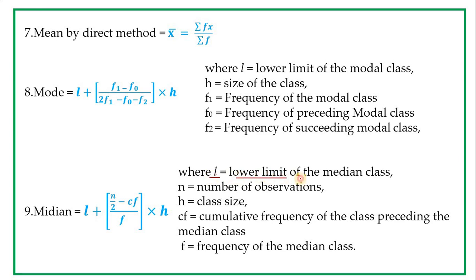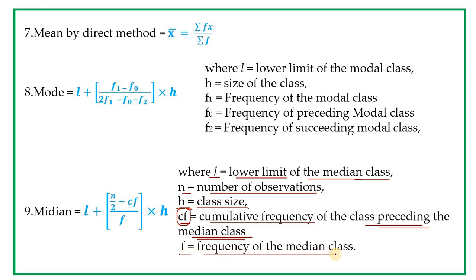So L means lower limit of the median class. N means number of observations, H means class size, and CF means, as you know, cumulative frequency of the class preceding the median class. See, this is very important. So cumulative frequency of the class preceding the median class. Preceding the median class means, as you observe the median class, it's the backside frequency. And F means frequency of the median class.